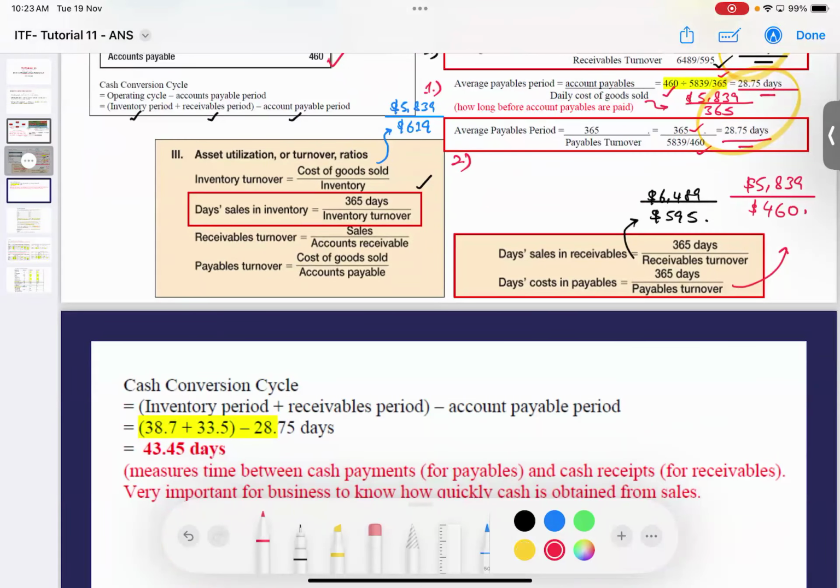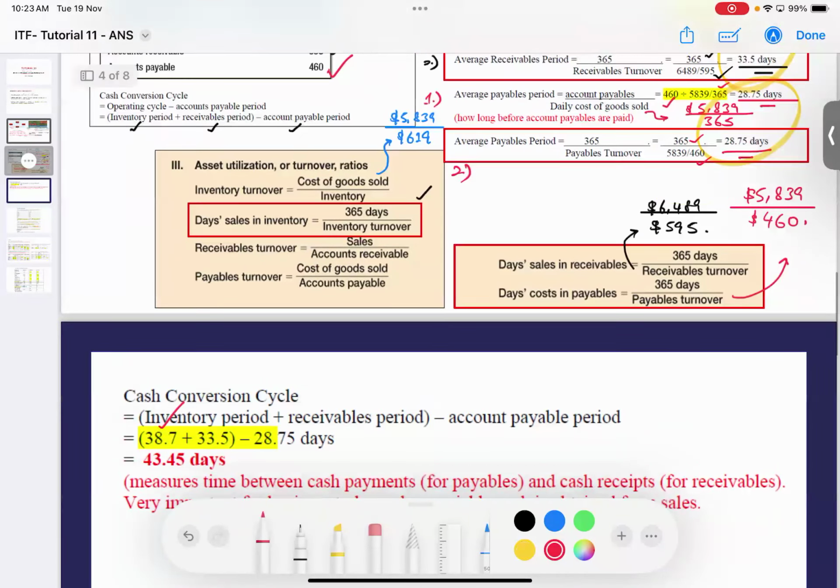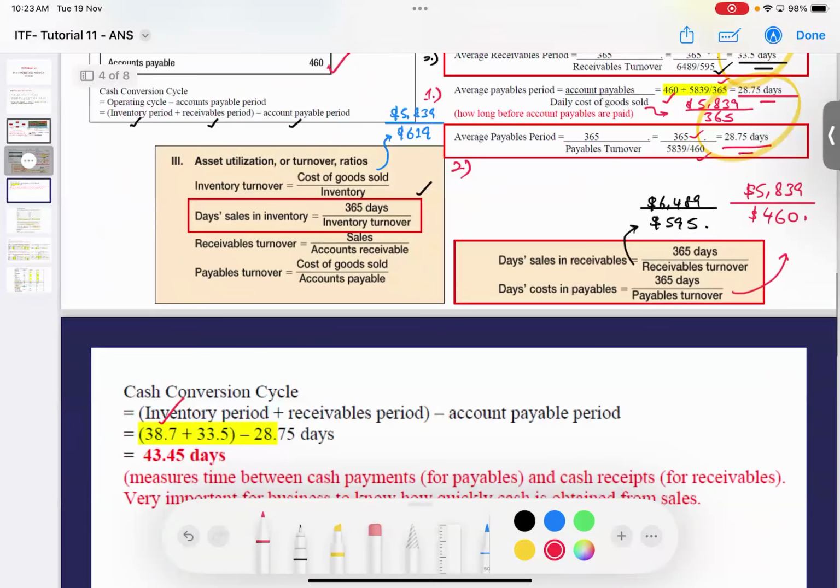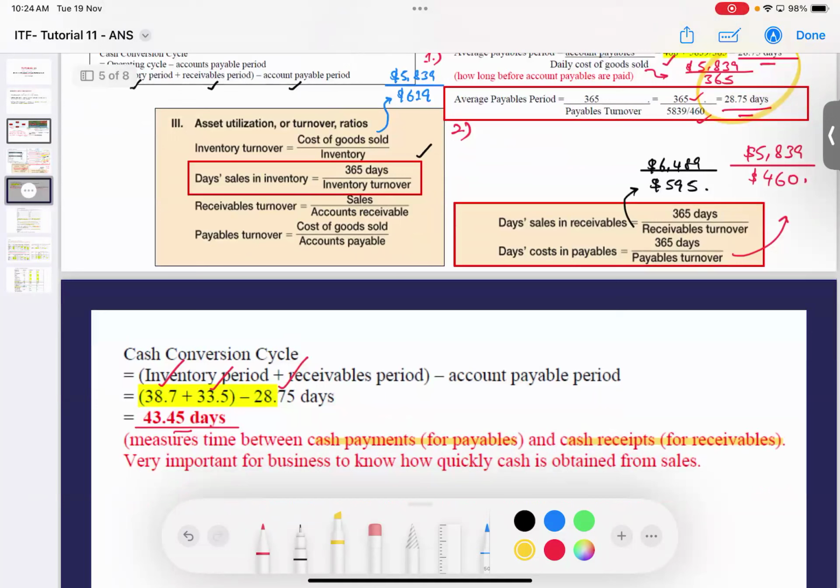You put that here at inventory period 38.7. Okay, receivable period 33.5. Okay, and then accounts payable period 28.75. So you plus the inventory plus receivable minus accounts payable period. You get these answers. That means what? That means this measures the time between the cash payment to the supplier and the cash received from the customers. So here we know that the business is taking about 43 to 44 days, okay, to collect the cash from the sales itself.